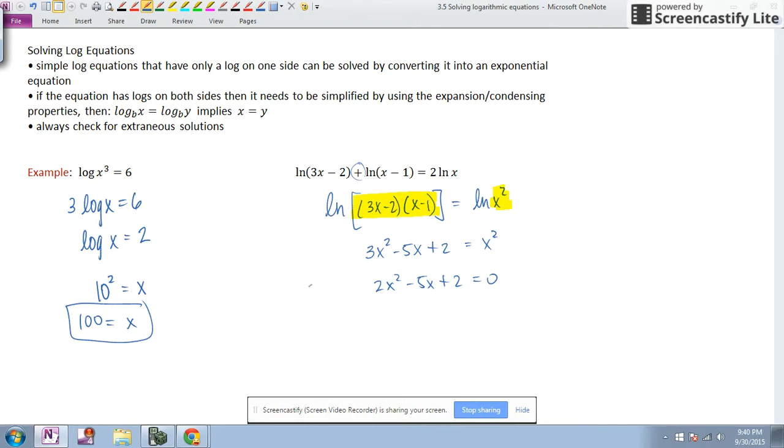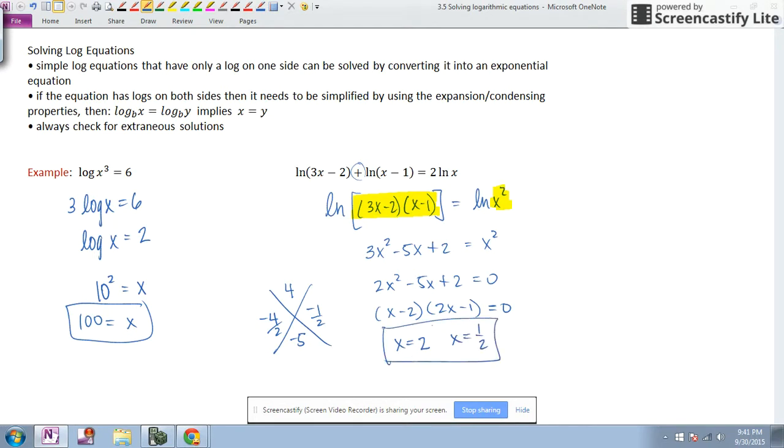Now I think that might actually factor. What two things multiply to 4 that add up to negative 5? That would be negative 4 and negative 1. Because they multiply to 4, they add up to negative 5. Got to divide them both by 2 because my good friend bottom up. And so I have one factor, which is x minus 2. That's the first one. The second factor, 2x minus 1. And if you want your answers, they are x equals 2 and x equals 1/2. And you jump up and down that you have some answers.